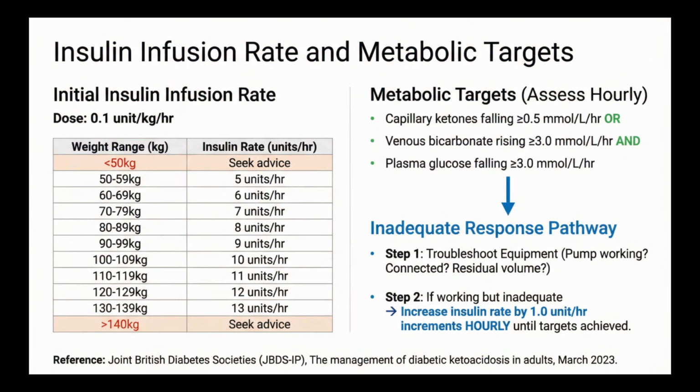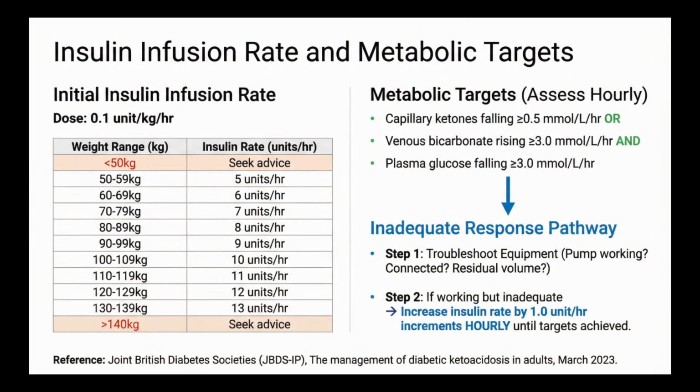Metabolic targets. Assess every hour. Treatment is not judged by glucose alone. You are aiming for capillary ketones falling by at least 0.5 millimoles per liter per hour, or venous bicarbonate rising by at least 3 millimoles per liter per hour, and plasma glucose falling by at least 3 millimoles per liter per hour. These are the true markers of DKA resolution.